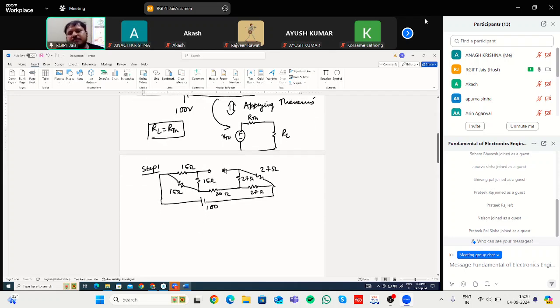Okay. The next step will be to find out the voltage across this. That means that will be your VTH. You can identify the number of meshes, the number of loops. But to further simplify, you need one transformation. This one is a delta circuit.